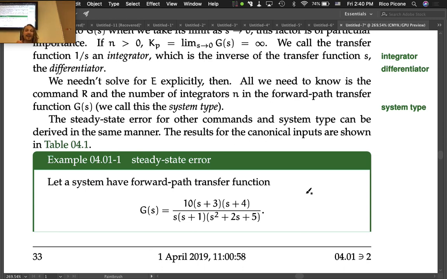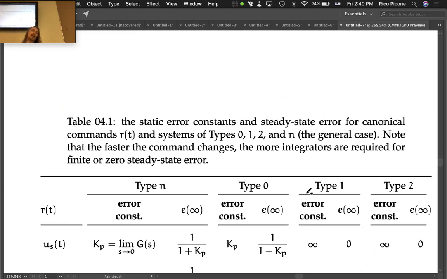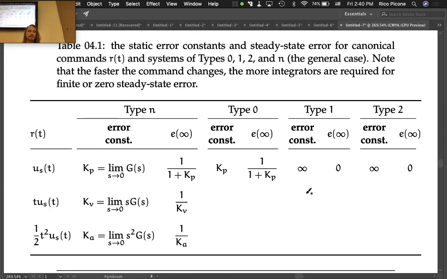The steady state error for other commands and system type can be derived in the same manner. The results for the canonical inputs are shown in table 4.1. So let's take a look at this table. This table is a little bit more extensive than the one that's provided in the book. I think it's better than the one provided in the book, and I encourage you to use this table versus that table, but it's your call. And the table in the book is pretty good.